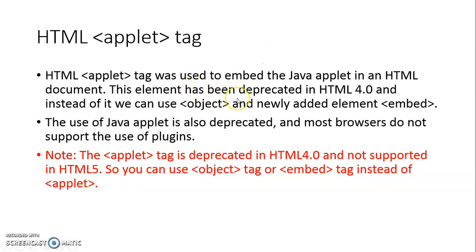This element has been deprecated in HTML 4.0, and instead of that we can use the object element and the newly added embed tag. In the HTML5 version the applet tag is not supported, so instead we can use the object tag or embed tag. The use of Java applets is also deprecated and most browsers do not support plugins. So this is the important note: applet is deprecated in HTML 4.0 and not supported in HTML5.